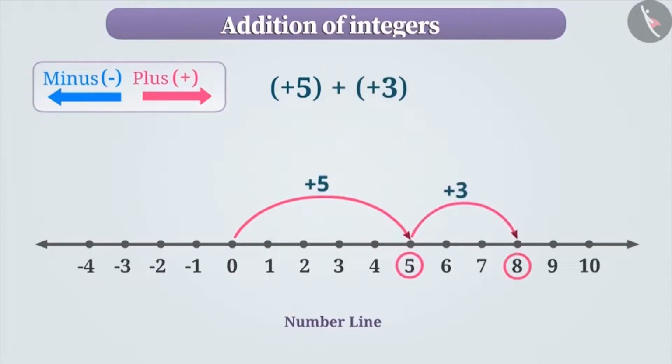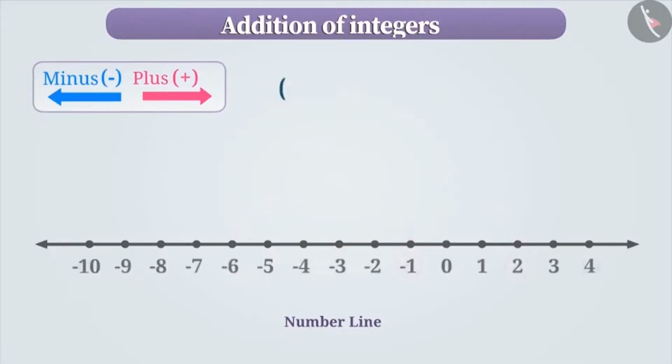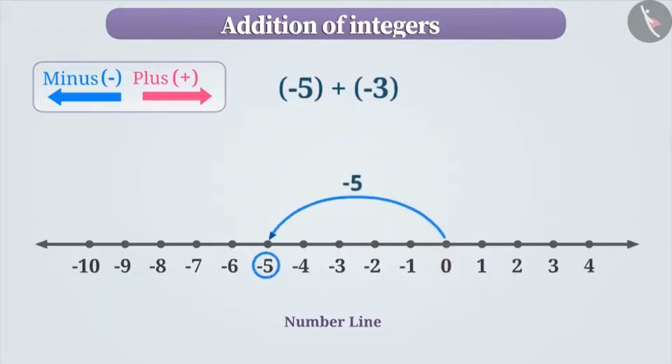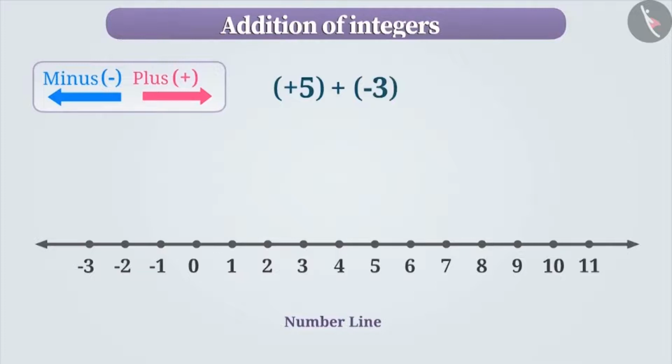Similarly, if we have to find the value of minus 5 plus minus 3, move 5 steps towards the left of 0. And since the sign of the second integer is negative, move 3 steps again towards the left of the first integer. We now arrive at minus 8, which is the result of minus 5 plus minus 3. Now suppose we have to find the value of plus 5 plus minus 3 on the number line. How do you think we'll do it? You got it right. To mark plus 5 first, we move 5 steps towards the right of 0. Now to add minus 3 to it, we move 3 steps towards the left of the first integer, resulting in plus 2.